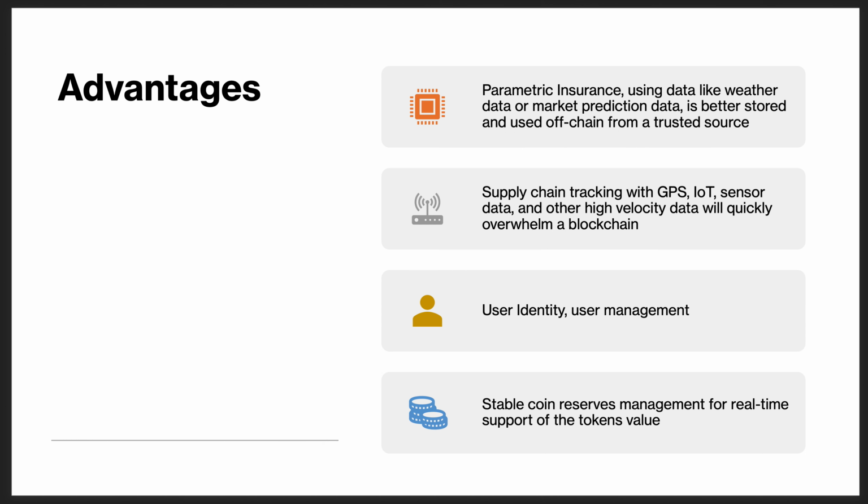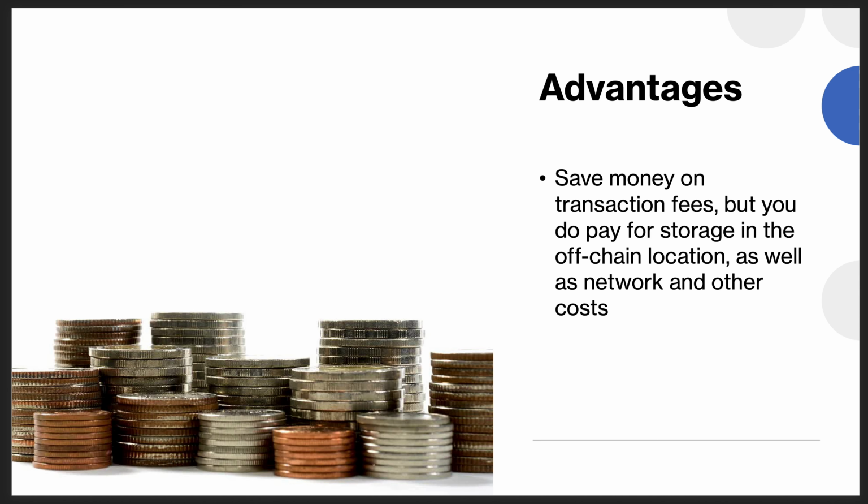There are also some really good advantages, especially when you have a large flow of moving data. That's high velocity data, is a good way of putting it, right? So prediction data, all of this stuff is better stored and used off-chain from a trusted source. Supply chain tracking, IoT, sensor data, it would just overwhelm the blockchain in a heartbeat. You don't ever want to store user identity on the blockchain. You just have to have some kind of user management. All that's going to be off-chain. And then stablecoin reserves management for real-time supported token value. That's another important consideration for this.